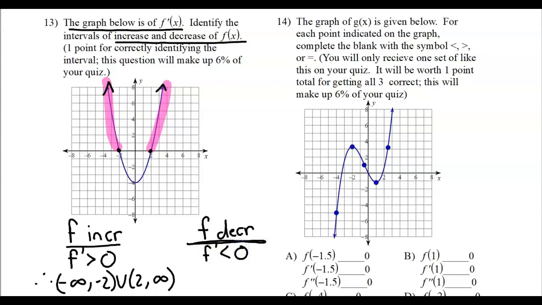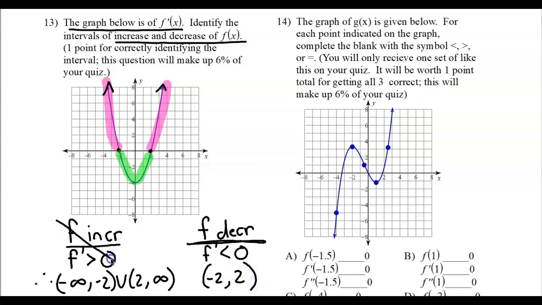And since this is a graph of the derivative, I can find where the derivative is less than 0 by looking for where it's below the x-axis, and that would be here, in between negative 2 and 2. So the interval where the derivative will give me negative values is from negative 2 to 2.